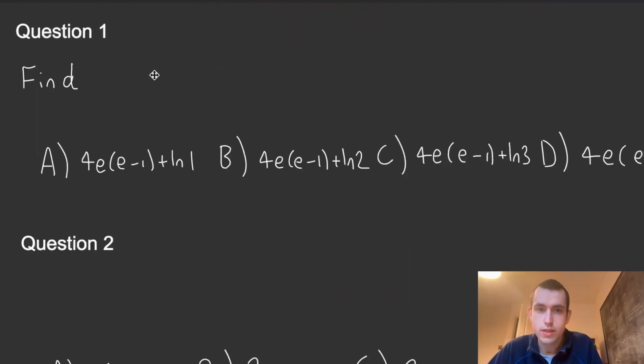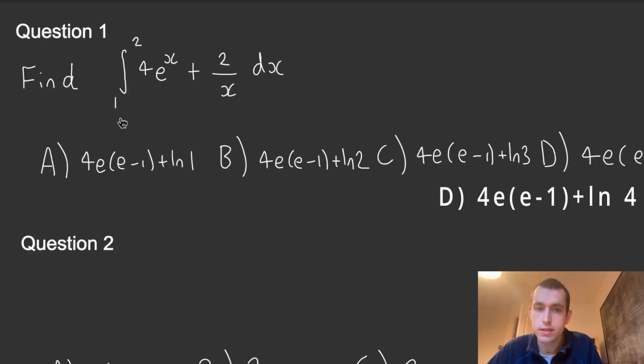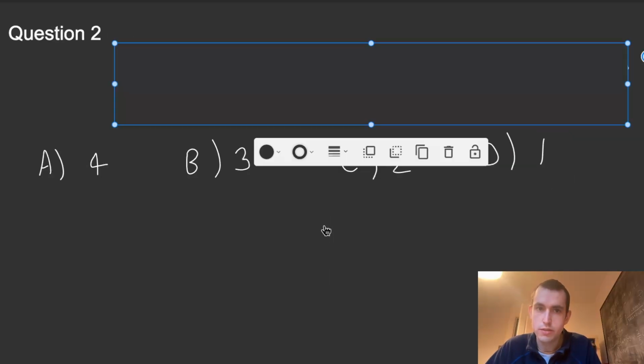Okay, over to you. Can you find the integral from 1 to 2 of e to the x plus 2 over x? Is it option A, B, C, or D? Pause now, and I'll reveal the answer in 5, 4, 3, 2, 1. The answer is D. On to question 2.